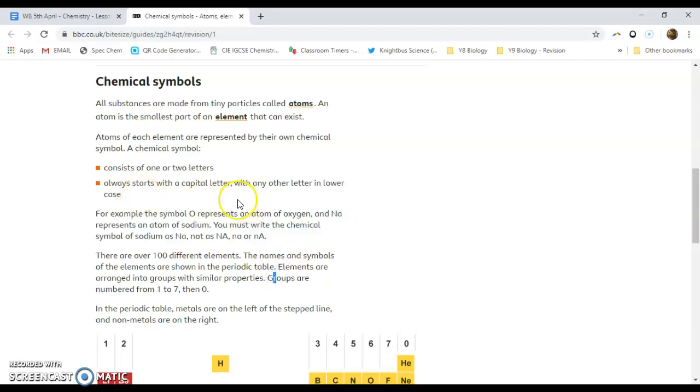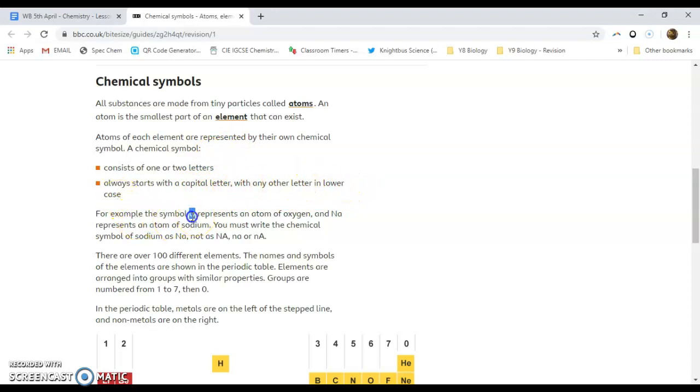Okay, so the most important thing to note is that chemical symbols always consist of 1 or 2 letters, and some of them which are unnamed and have not been assigned names are 3 letters. That's absolutely true. You'll find them on the periodic table. But pretty much by now, every single element has been decided in terms of names, and they do consist of 1 or 2 letters. They always start with a capital letter with any other letter for that particular element in lowercase.